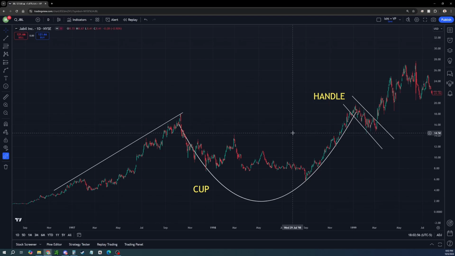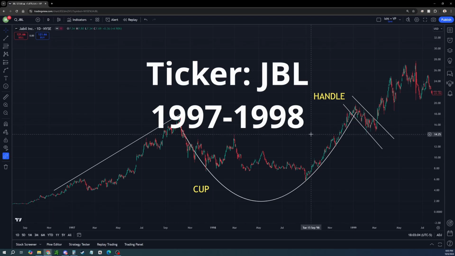Technical patterns like this are never going to be perfect, so you kind of have to use your best judgment sometimes. However, in this case on the ticker JBL, you can see the neckline and the breakout point of this handle sort of line up.